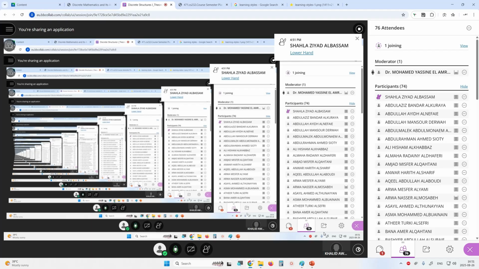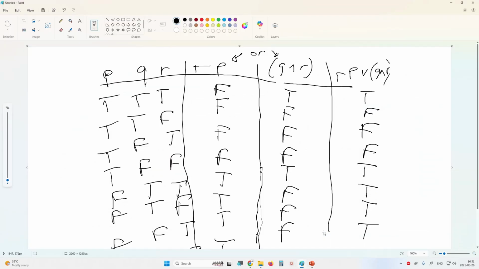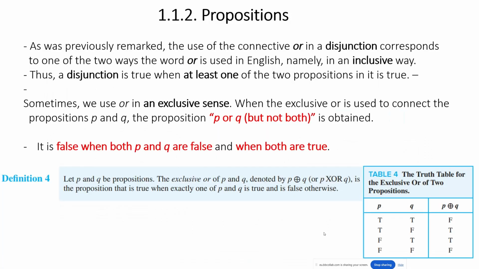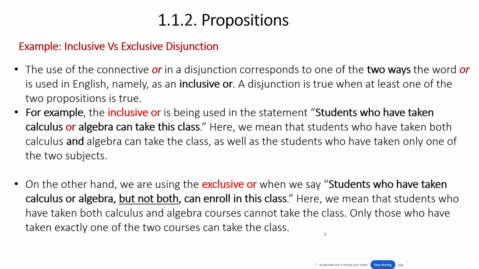Please, go ahead. Doctor, are we going to be asked to make a truth table ourselves, or will it be written and we just have to answer the truth table? Well, you might have to actually draw these truth tables. Yes. Okay, thank you. Welcome. All good?